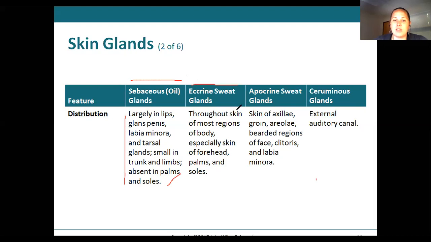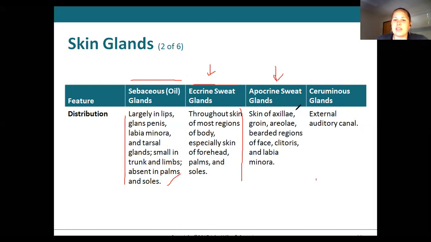The eccrine sweat glands are through the skin in most regions of the body, especially in the skin of the palms, soles, and forehead. This is going to be one of the glands that are producing sweat. We see two different types of sweat glands here. One of them is producing the sweat that is going to be important for thermoregulation.